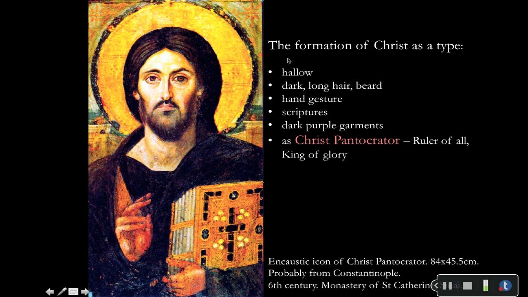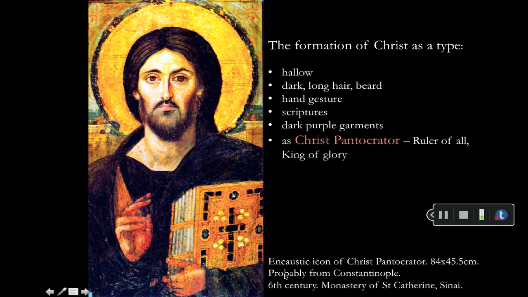And I also want to mention, this is where we really have the formation of Christ as a type. So when you think of Christ, this is probably the Christ that comes to mind for you today. And it starts all the way back here with icons like this, dating back to the 6th century. So here you have a halo, you have dark long hair and a beard, this is very common. The hand gesture is one of blessing. We've got the scripture, again he's got the purple garments and gold garments, but basically relate to his status as royal and important. And this is what we call Christ Pantocrator, or otherwise known as the ruler of all, the King of glory.